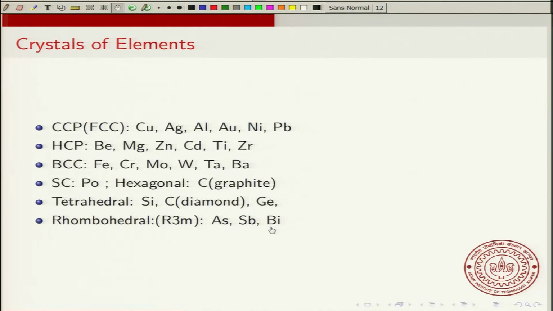So what you notice is that there is no clear trend. You cannot say that heavier elements prefer certain structures or something like that. We notice that arsenic, antimony, and bismuth are in the same group, so there is some similarity. For example, carbon, silicon, germanium are in the same group, the fourth group, and they also have a tetrahedral structure. Similarly, the rhombohedral elements are in the fifth group. So there are some trends with the periodic table.